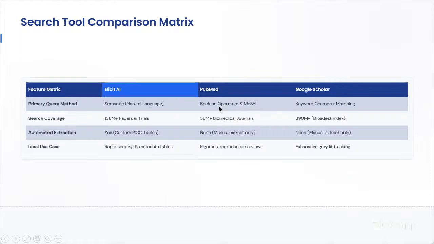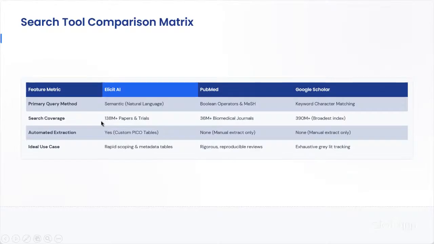With PubMed, you're going to have to use MeSH terms. You're going to have to use Boolean operators. It requires someone to be a bit experienced in the research field, you can say. Google Scholar is a bit in the middle of these two. It's not that hard to search, but it's not as easy as Elicit either.